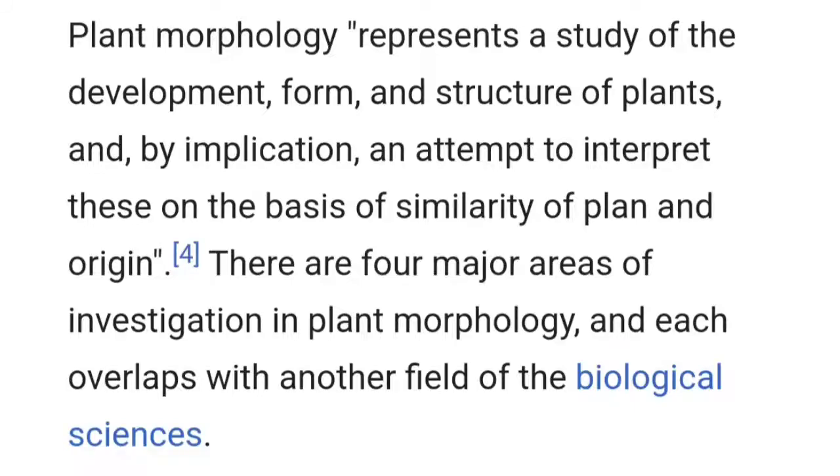Plant morphology represents a study of the development, form, and structure of plants, and, by implication, an attempt to interpret these on the basis of similarity of plan and origin. There are four major areas of investigation in plant morphology, and each overlaps with another field of the biological sciences.